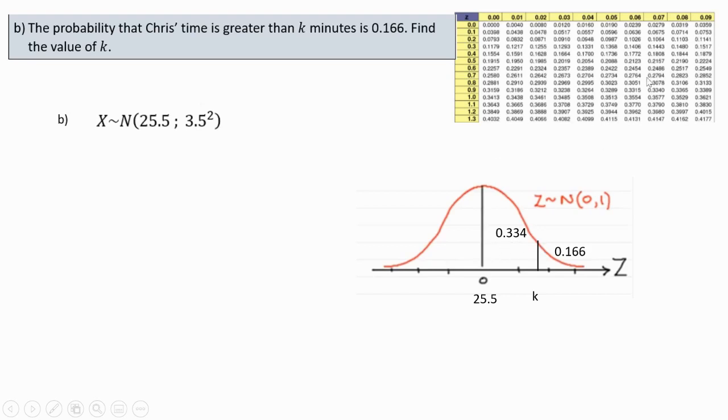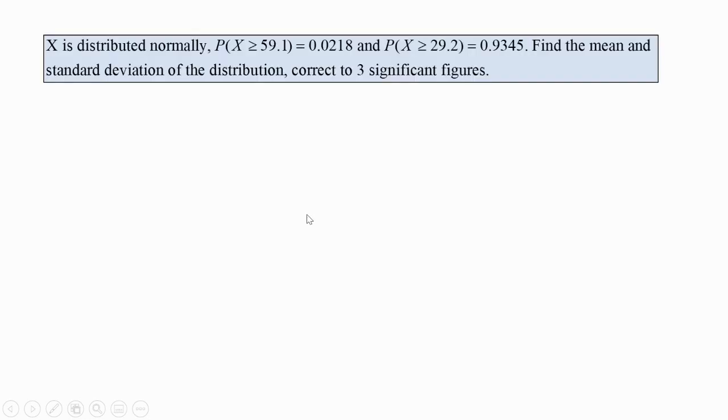Now I look in my table for 0.334, and I find it over there, and I read off my z-score. So 0.97 is my z-score. I'm now going to put that into the formula, z equals x minus my mean over the standard deviation, and I find out what k is. Okay, so those are the two straightforward forwards and backwards type questions.